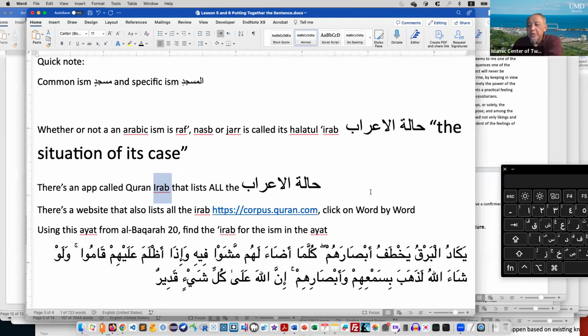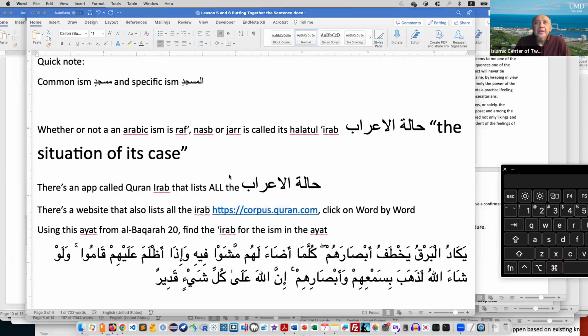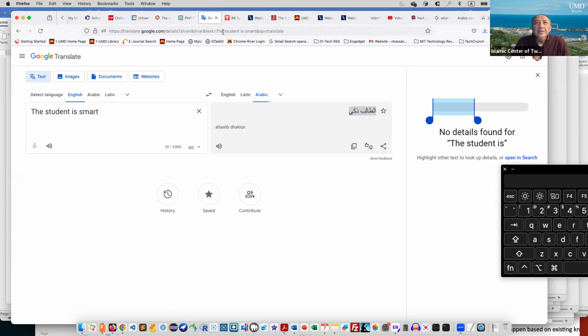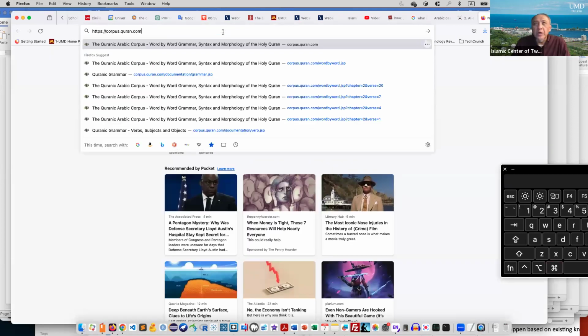And the other one is on the computer, if you want to find it there. This one has the whole i'rab. If you want to look it up, you can find all of it. Now let's take a look at it. Open up the Quran corpus, corpus.quran.com, or you can use the i'rab on the app that you just installed. Then go to the first one, Al-Fatiha, for example.